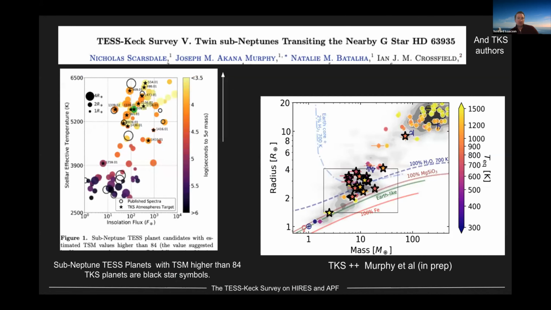Some of the other science that you can do with radial velocity surveys is measure the masses that can contribute to target selection and understanding of planets that we will measure with JWST. So Nick Scarsdale at Santa Cruz, and then soon to come Joy Murphy's work, is focusing on measuring masses for some small planets that have high TSM metrics. They're going to be good candidates for measuring planetary atmospheres with JWST.